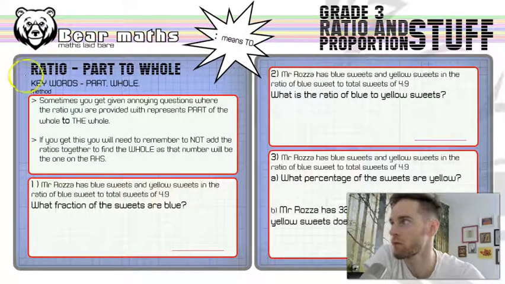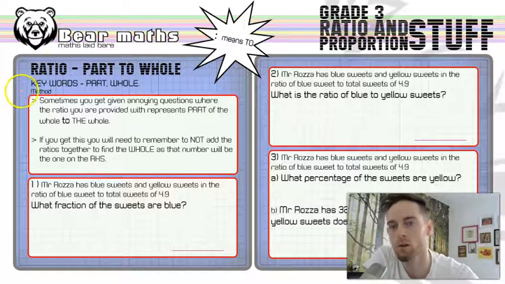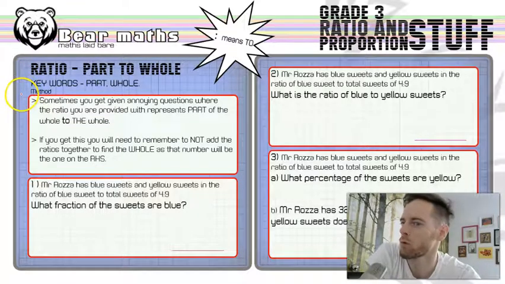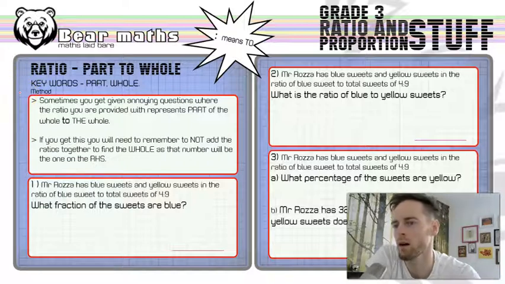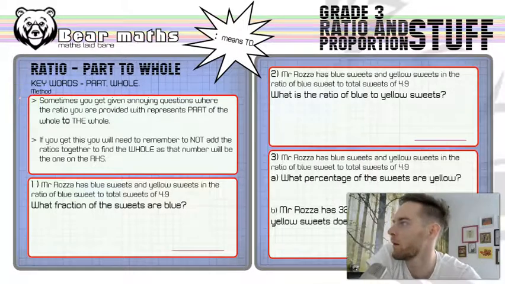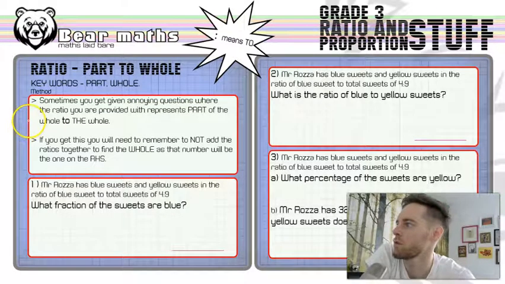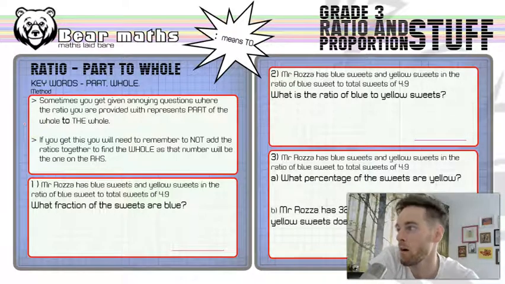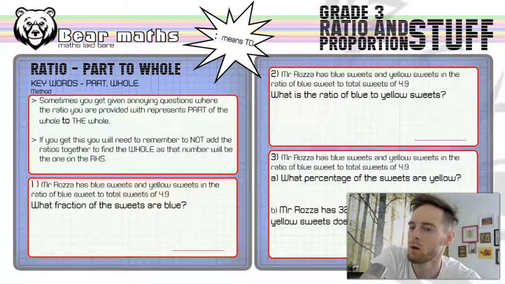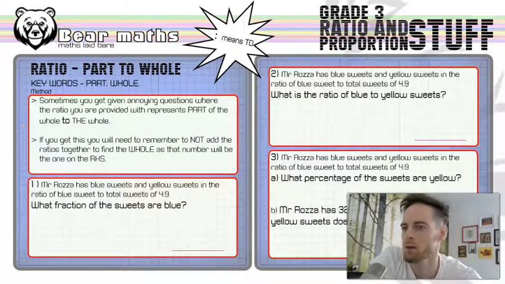This video is on ratio part to whole. Now, quite rare these questions actually, to be fair, but keywords are part and whole. Part is some of something and the whole is all of it. The method: sometimes you get given annoying questions where the ratio you're provided with represents part of the whole to the whole, all right? So in previous videos I've said it's going to be the part to the part, and then if you add the parts together you get the total.